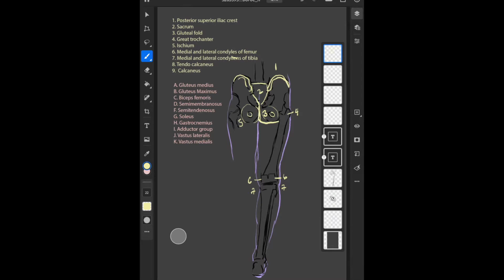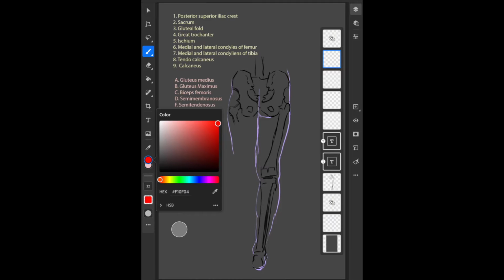Then working our way down again, we have the Achilles tendon, which is a tendon that separates the bones of the leg from the heel bone, the bones of the foot. So we have the Achilles tendon, the tendon calcaneus. It's going to be number 8, and then the calcaneus itself, the bone of the heel, is going to be number 9. Okay, so that covers the anatomical landmarks. Now let's talk about our muscles.